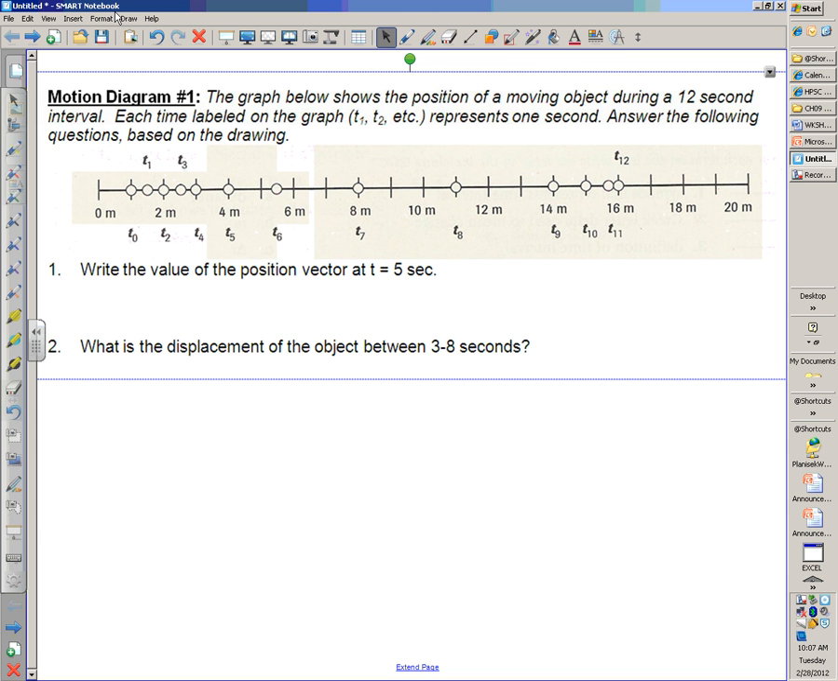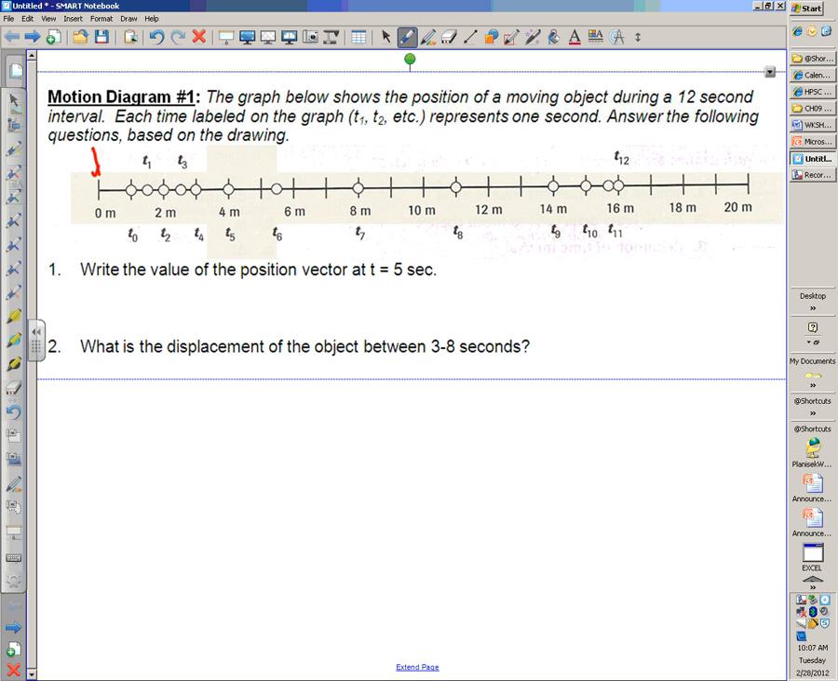What did you guys discuss as far as position goes in your short discussion there? Where it is, where it's in relation to a reference point. So we have to make sure that we're including that, where it is relative to a reference point. So in this case, where is our reference point? Where are we making all of our measurements from? 0. This is going to be our reference point right here, the 0 meter mark.